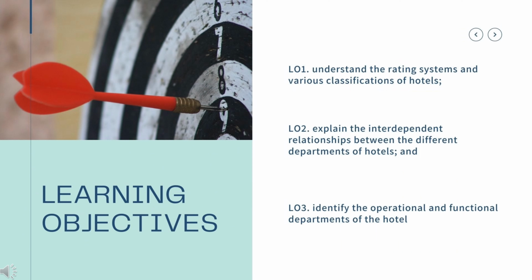For our learning objectives, number 1, understand the rating systems and various classifications of hotels. Number 2, explain the interdependent relationship between the different departments of hotels. And number 3, identify the operational and functional departments of the hotel.